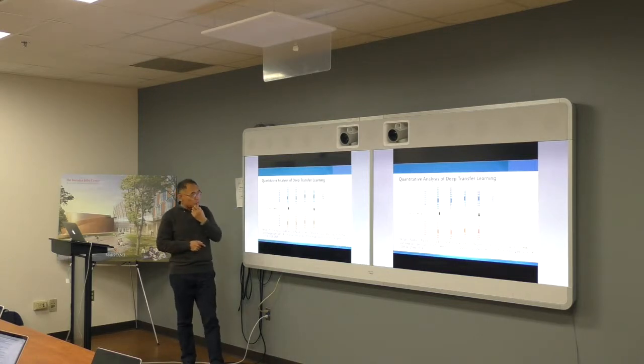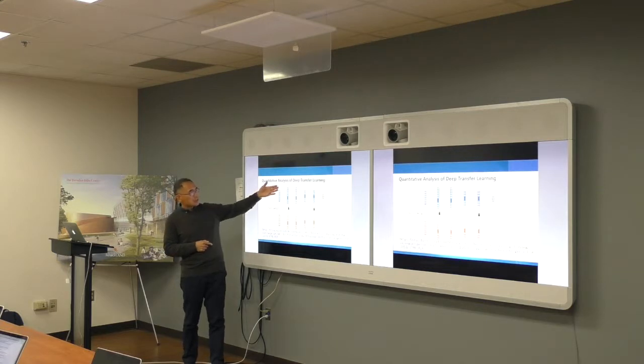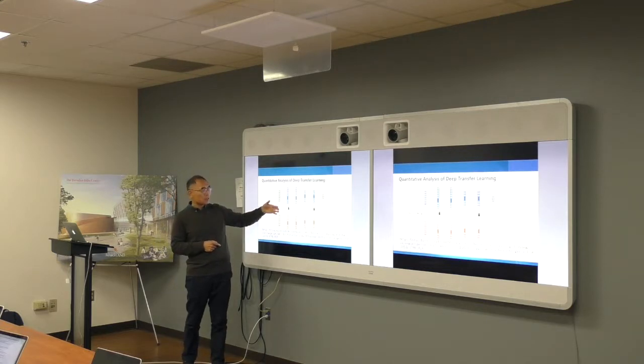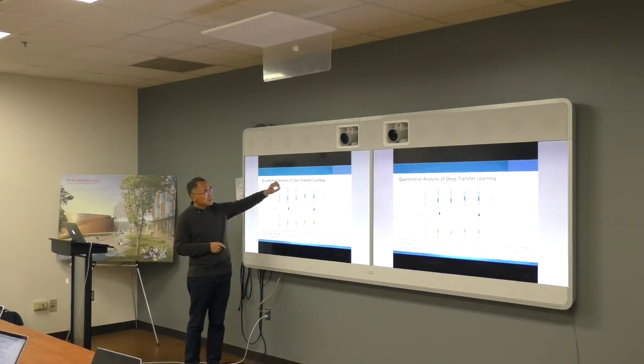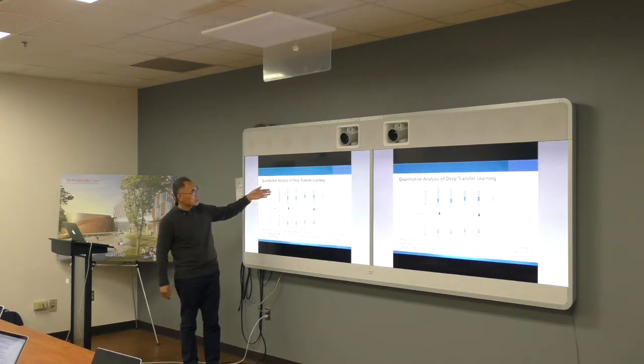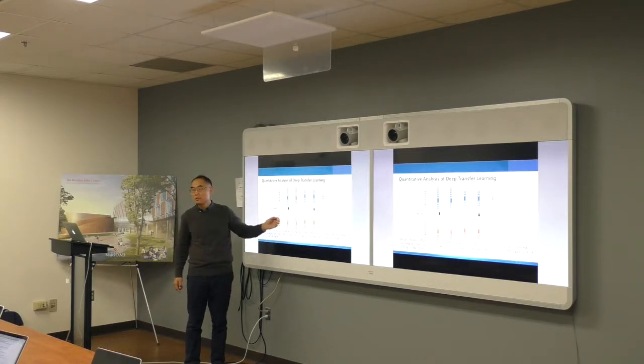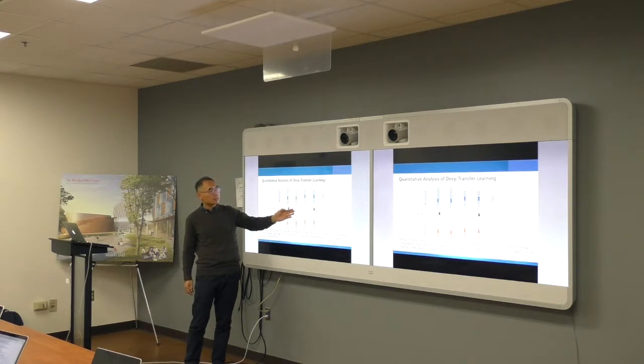So we are interested in how much knowledge in the blue domain can be transferred to the red domain. Now, deep learning allows us to answer this question layer by layer. So we can ask how much is the first layer transferable? How much is the second layer transferable?